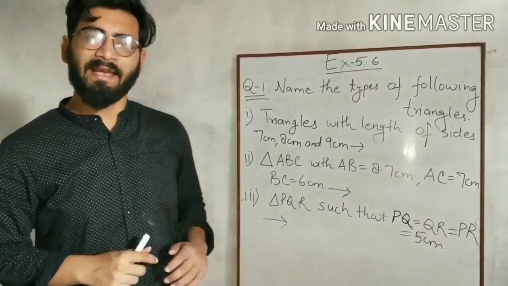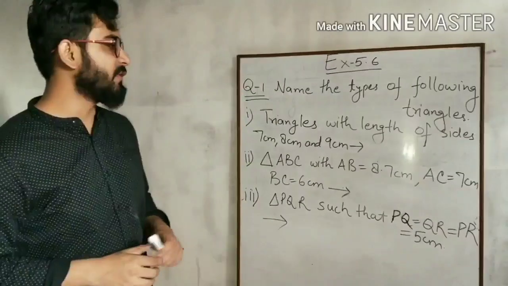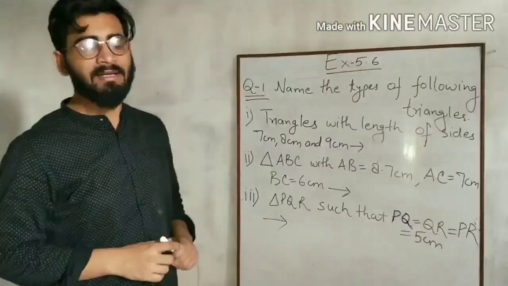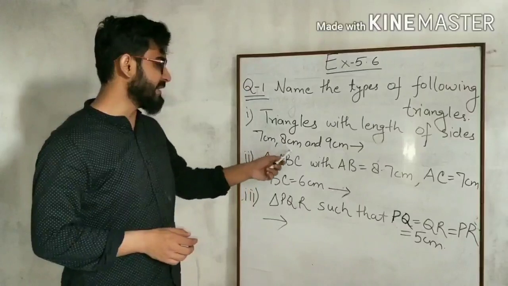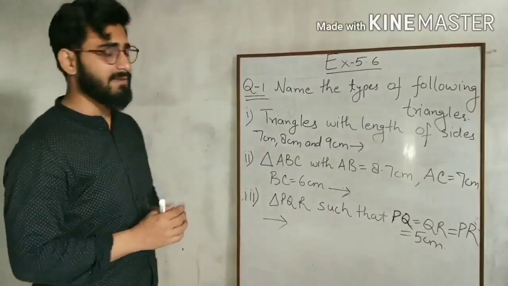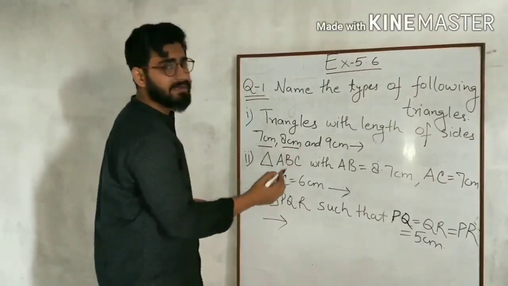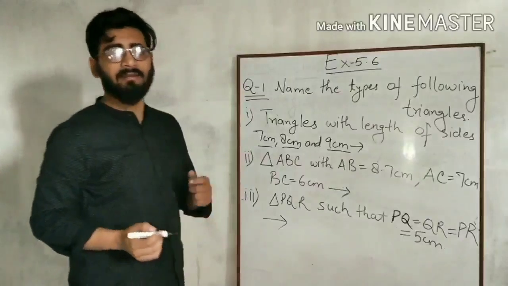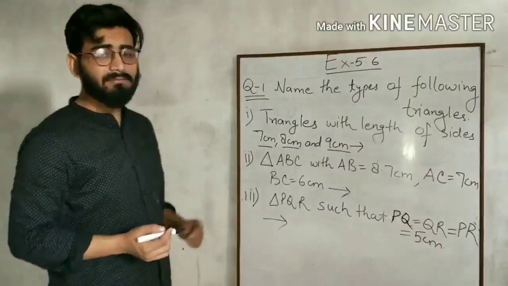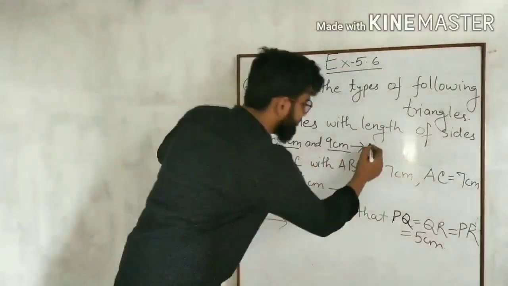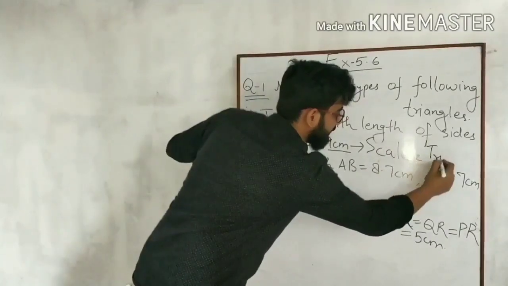Now we are moving towards our exercise, that is exercise 5.6. What is the first question? Name the types of the following triangles. We have to name the types of the triangle. The first part is a triangle with side lengths 7 cm, 8 cm and 9 cm. That means all the sides are unequal. The first is 7 cm, the second is 8 cm and the third is 9 cm. And we know that if all the sides are of unequal length, then the triangle is a scalene triangle. So it is a scalene triangle.